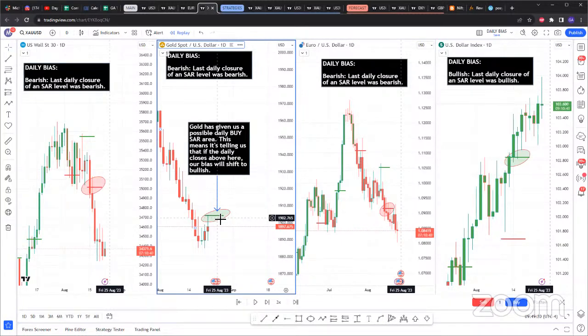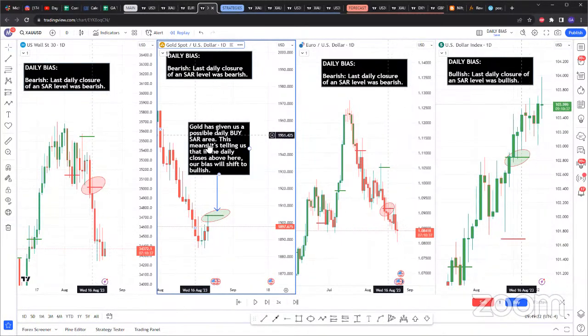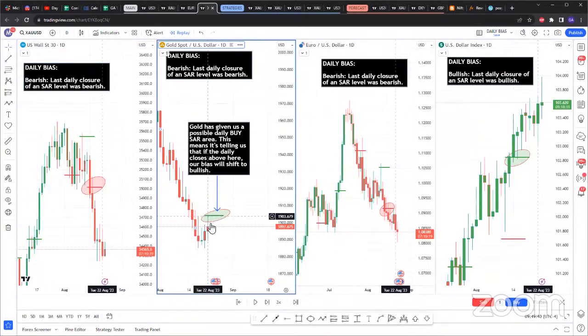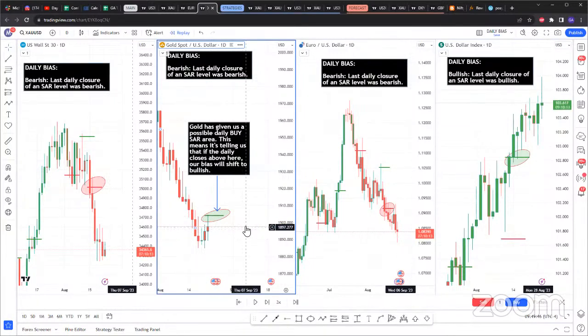Again, you need to know what this is telling you, which is why I wrote this for you guys. Gold has given us a daily buy SAR area, but it's telling us that if the daily closes above here, our bias will shift to bullish. But SAR also means stop and reversal, so gold can reverse, which I mentioned that you could have sold gold here, but it can also mean that gold can reverse from here. Now, let's say you had other confluences showing you high probability of this being the retracement back up for gold. Okay, now if we know that this daily buy SAR has just been formed on the daily.